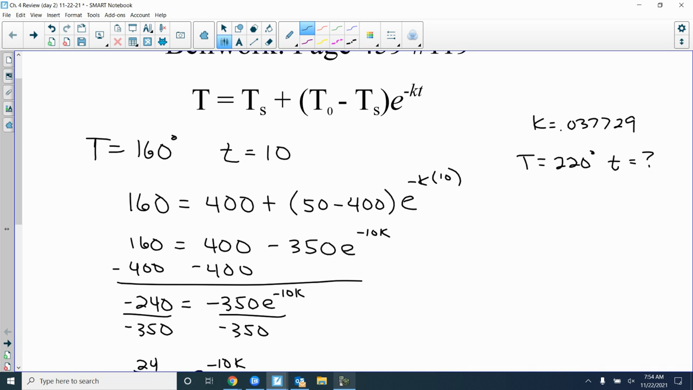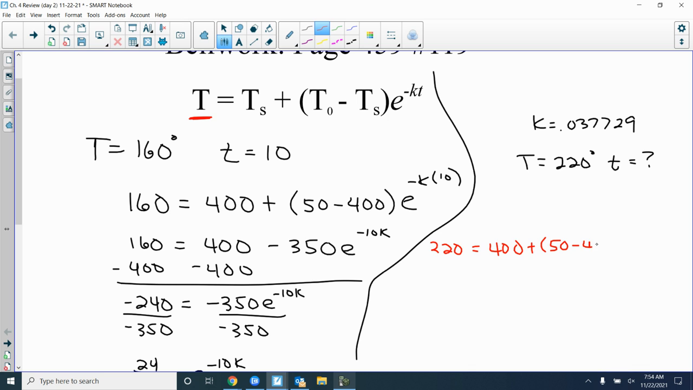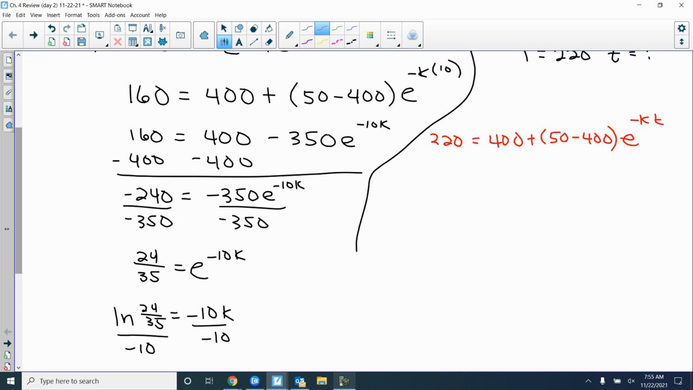So I'm going to set this up. It's 220, that's going to be this temperature here. And then this part here is going to be the same. I'll write it out anyway. 400 plus 50 minus 400 e to the negative kt. And I'm not going to plug in the k just yet. All right, if I subtract 400, that negative 180 equals negative 350 e to the negative kt.